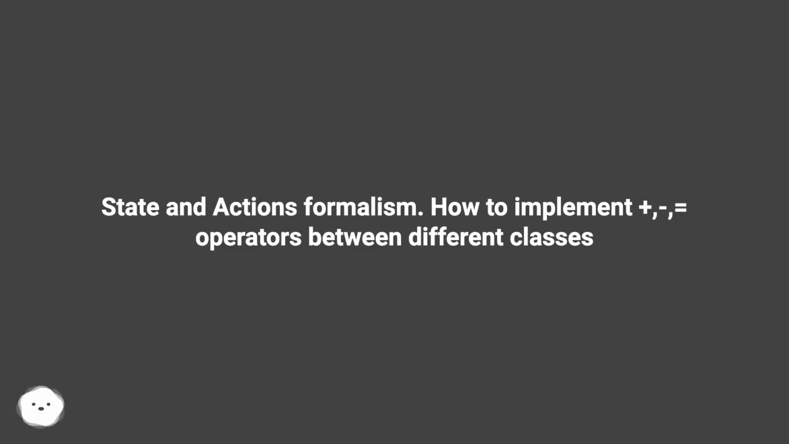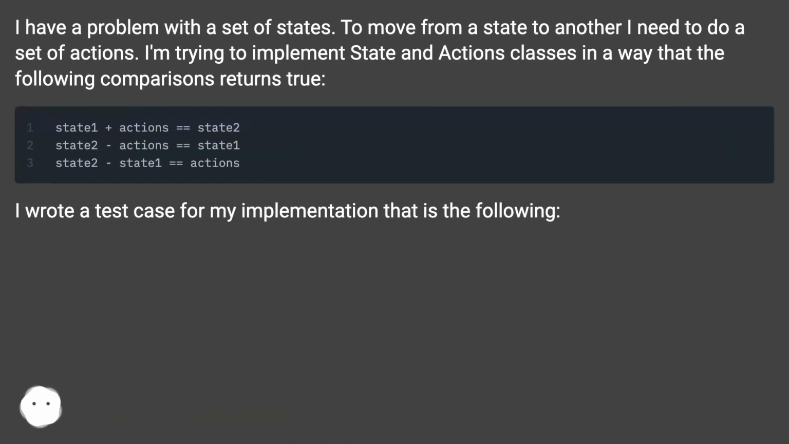State and actions formalism. How to implement plus equals operators between different classes. I have a problem with a set of states. To move from a state to another, I need to do a set of actions. I'm trying to implement state and actions classes in a way that the following comparisons return true.